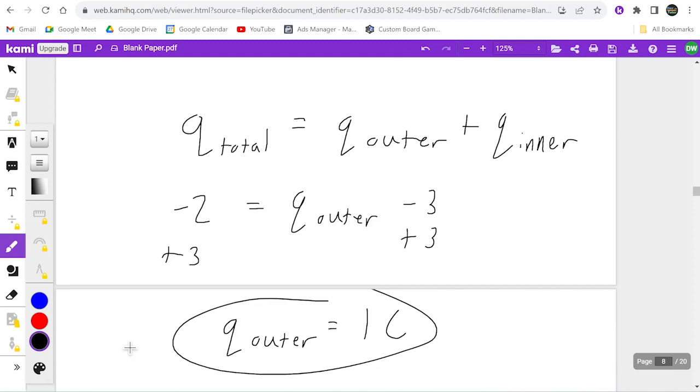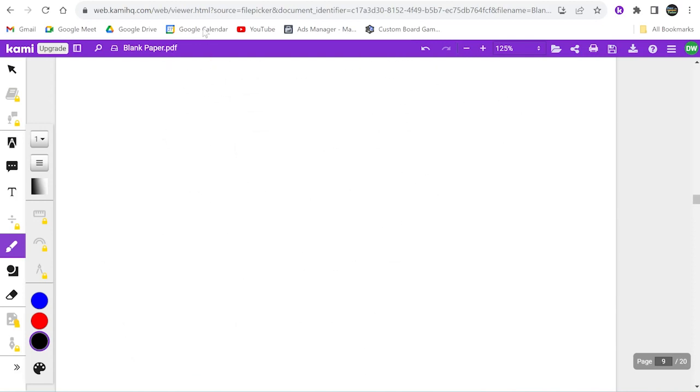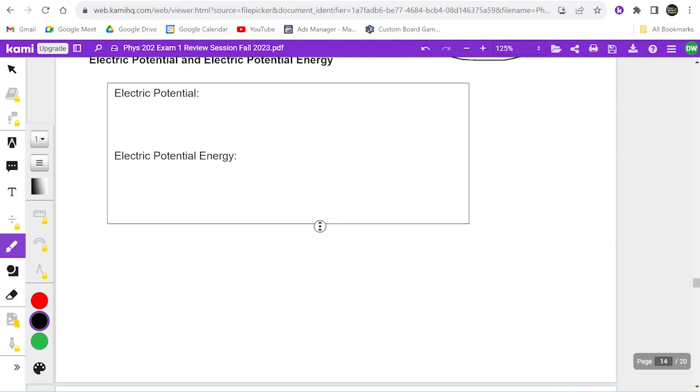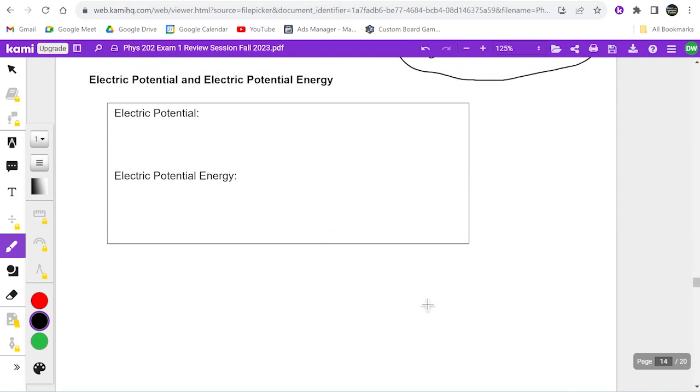Any questions there? That was a tough one, so assuming everyone's good, we will move on. The next topic we have is the second to last topic of the night, electric potential and electric potential energy.